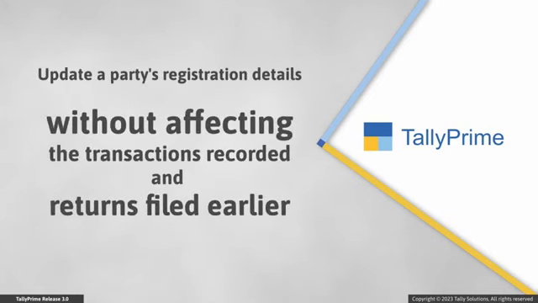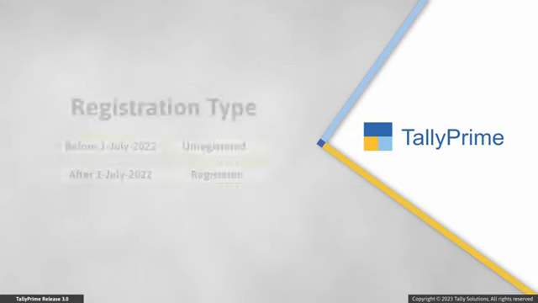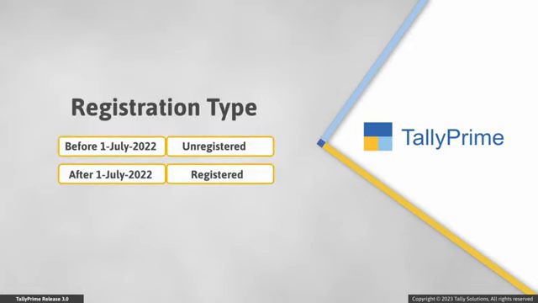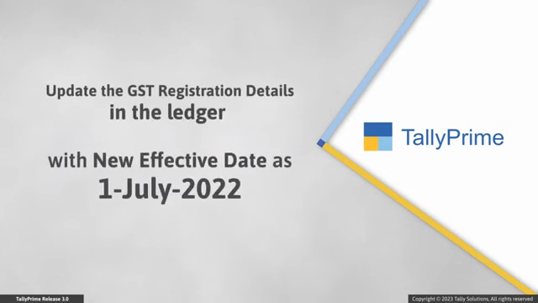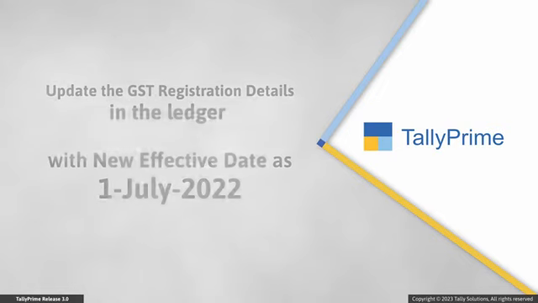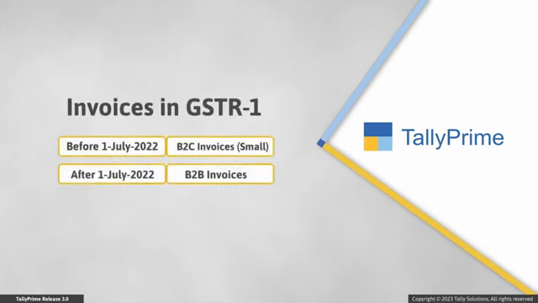With TallyPrime Release 3.0 or later releases, you can update a party's registration details without affecting the transactions recorded and returns filed earlier. Consider that an unregistered dealer is getting registered under GST from 1st July 2022. So you will need to update the registration details in the ledger with new effective date as 1st July 2022. As a result, the earlier invoices recorded for the party will continue to appear under the B2C invoices small section of GSTR1. From July 2022 onwards, the invoice will start appearing under the B2B invoices section of GSTR1.